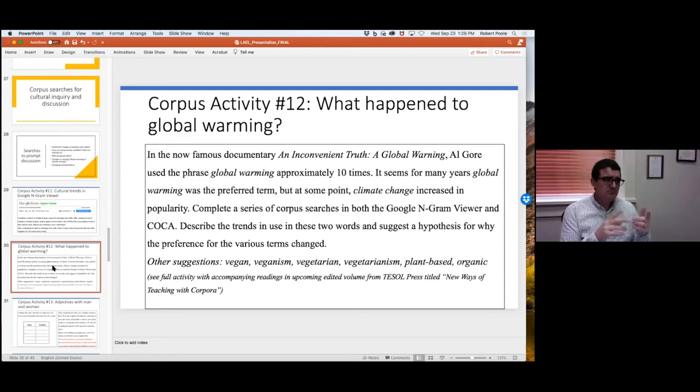Searches for vegan and veganism, vegetarianism, plant-based, organic. How are we seeing a shift in these conversations, these discussions? So that's another possibility. Again, what I think is valuable about this sort of activity as well, imagine an EAP-style speaking and listening, reading and writing class. This search provides a lot of easily interpretable data for students to write and make statements about, right? So it perhaps scaffolds them and helps them prepare for more complex data reporting activities that they'll have in the future, right?